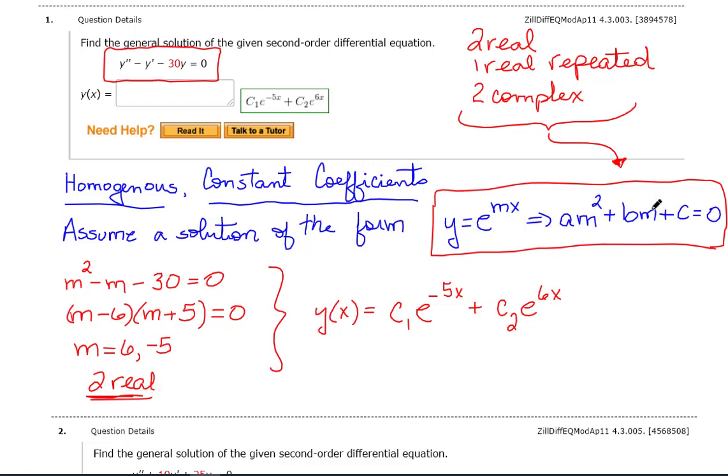Remember that for a quadratic equation, there are three things that could happen. I get two distinct real roots. I can get one real root that's repeated, or two complex number roots. In this case, I get two real roots, and so my solution is of the form c1 e to the minus 5x plus c2 e to the 6x.